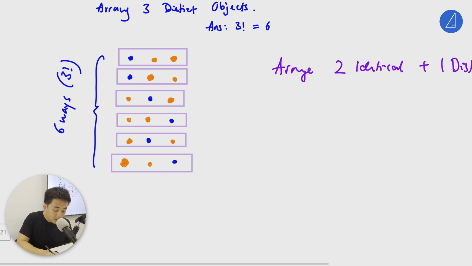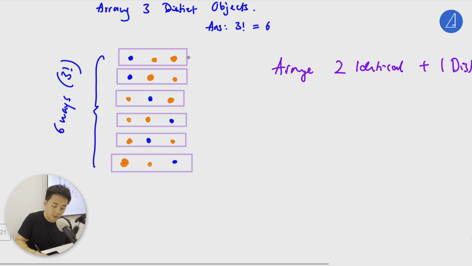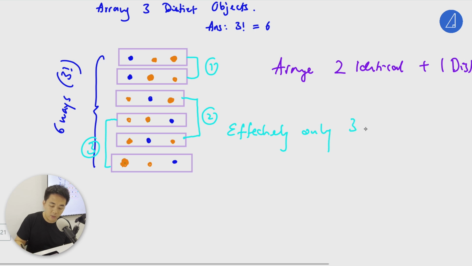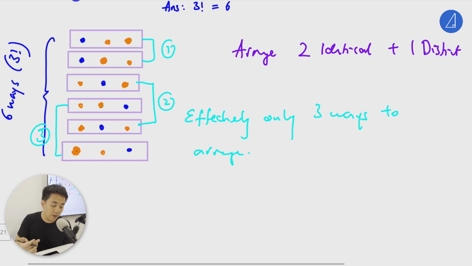But the problem is they are duplicates. Okay, you realize that these 2 are duplicates, these 2 are duplicates, and then these 2 are duplicates. Effectively, you only have 1, 2, 3 ways. Effectively, only 3 ways to arrange. Okay, understand? So how do we make sense of these 3 ways?